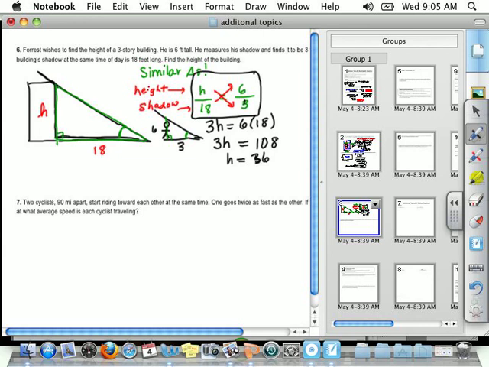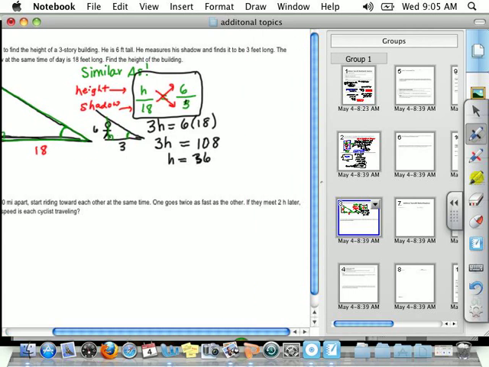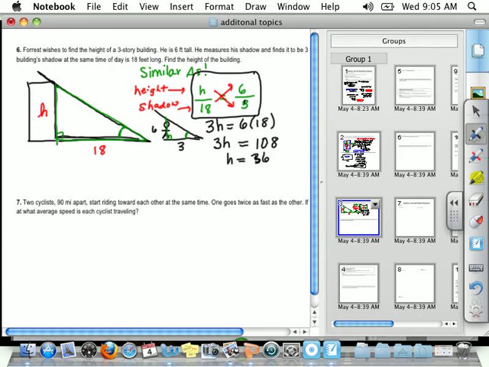Okay, next up, so 2 cyclists, we're getting a little bit harder now. 2 cyclists are 90 miles apart, and they start riding towards each other at the same time. One goes twice as fast as the other. If they meet 2 hours later, at what average speed is each cyclist traveling? I could try to draw a little bike down here, but I'm not very good at it. I can never draw bikes.